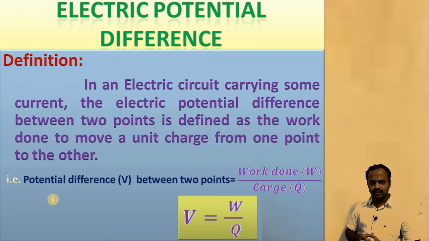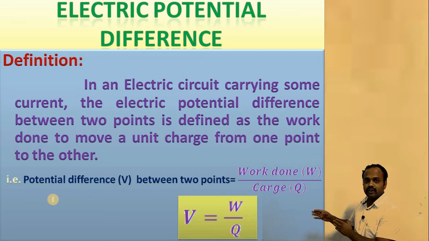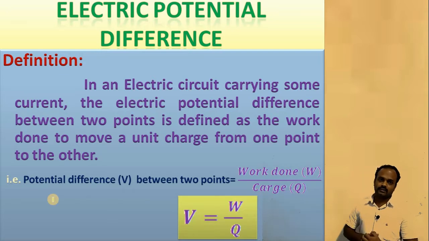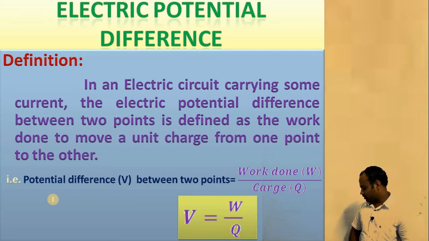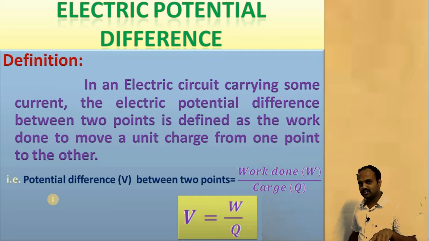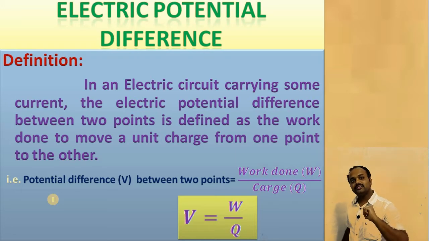In an electric circuit carrying some current, the potential difference between 2 points is defined as the work done to move a unit charge from one point to the other point. That is, potential difference V between 2 points is equal to work done W divided by charge Q. That is, V is equal to W divided by Q, where V is potential difference, or we can say voltage, W is the work done and Q is the charge.